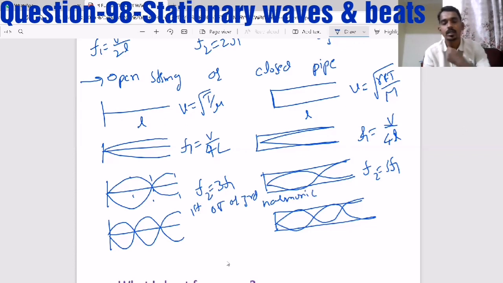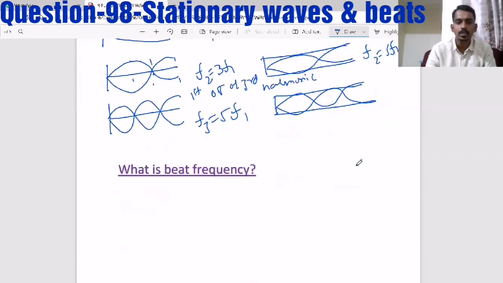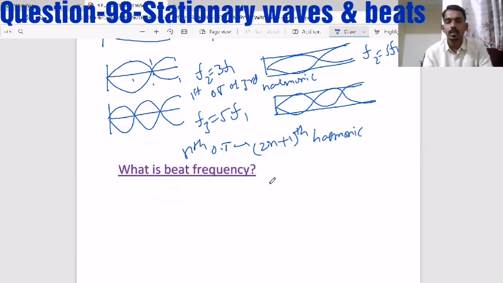So there is a missing of the second harmonic. Similarly, the next one will be the fifth harmonic, no fourth harmonic. That is called the second overtone. So like that, in this case, nth overtone means 2n plus 1 harmonic. So this way they can relate between any of these four.